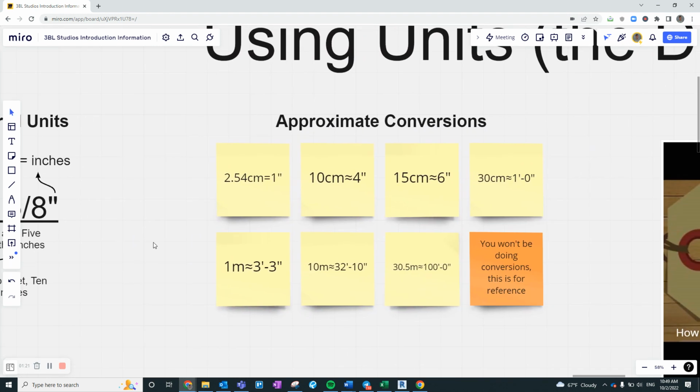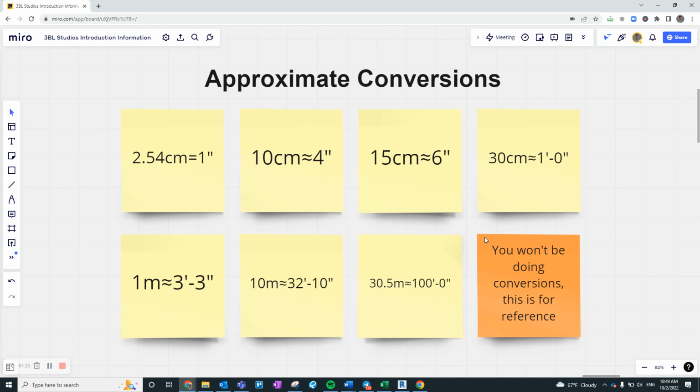Now, generally, you're not going to need to do conversions for this work, but it is always good for you to have a rough idea about what centimeters and inches might convert between. There are times that this might be useful, but it's mainly just so that you have an idea about the size of a building or a size of an element or whatever it might be.